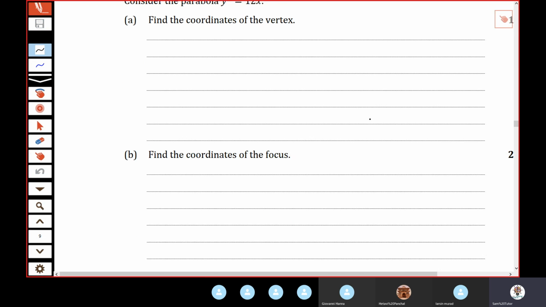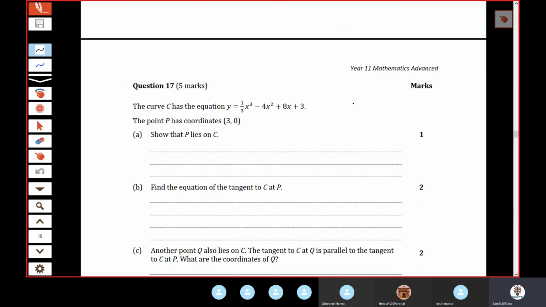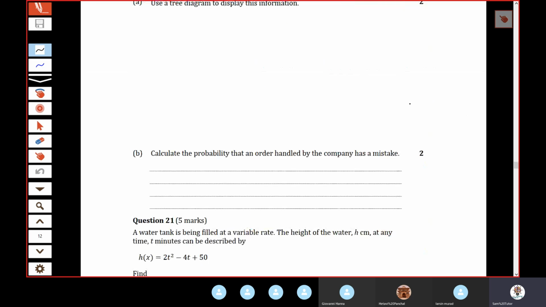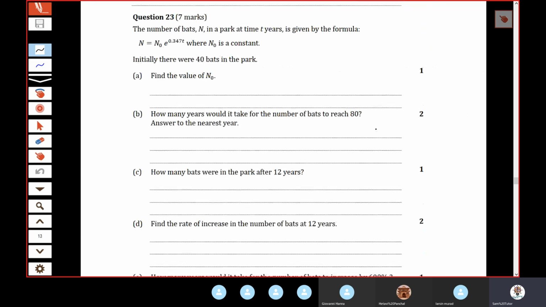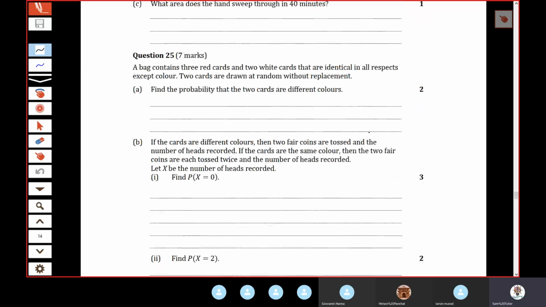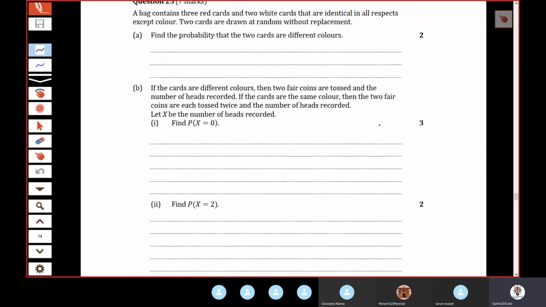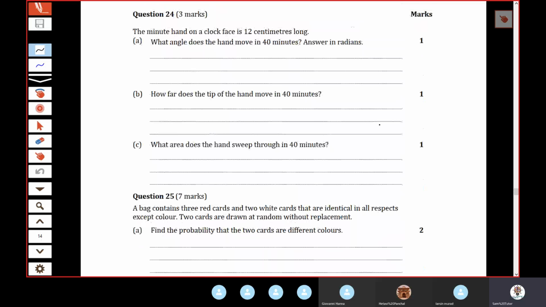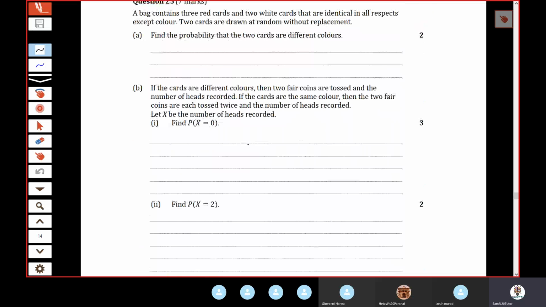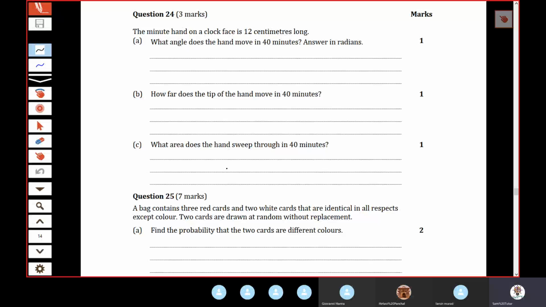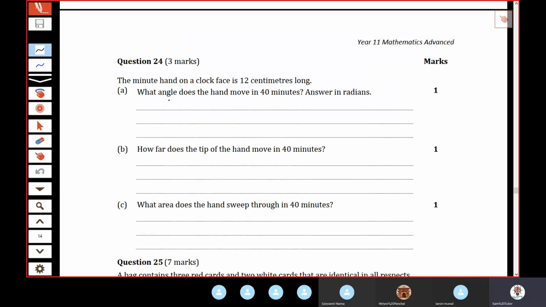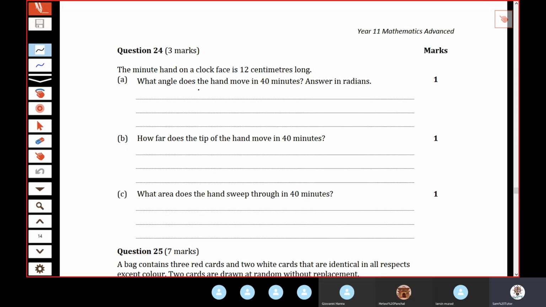All right. This is a whole prelim paper, similar to what you would see in your exams. So pretty much everything you're going to see today is exactly everything you will see at the end of next term when you do your prelims. Okay, question 25, probability. That's next term. We're not doing probability this term. Yep, this one here, we can do that.